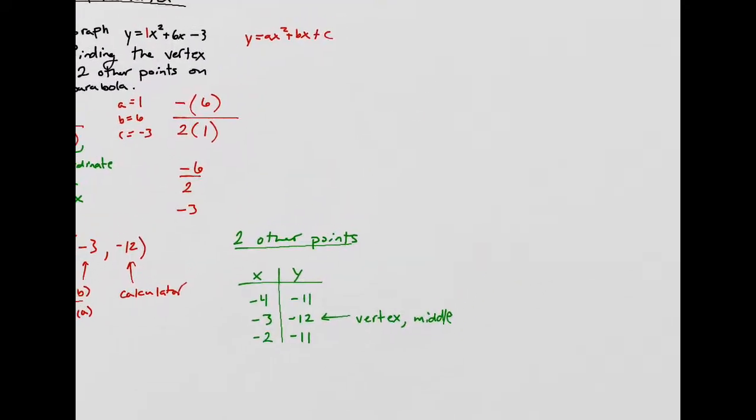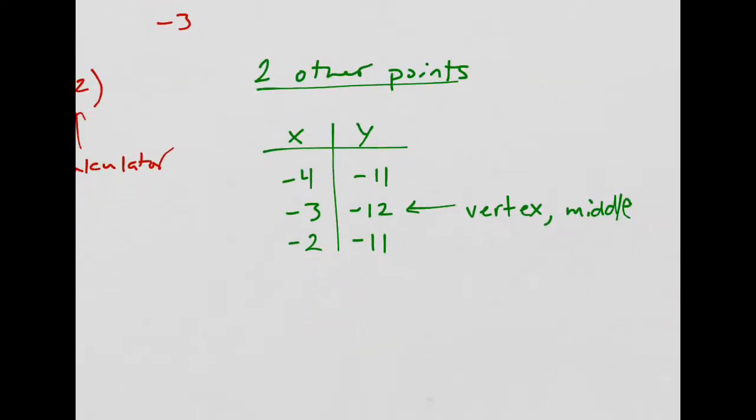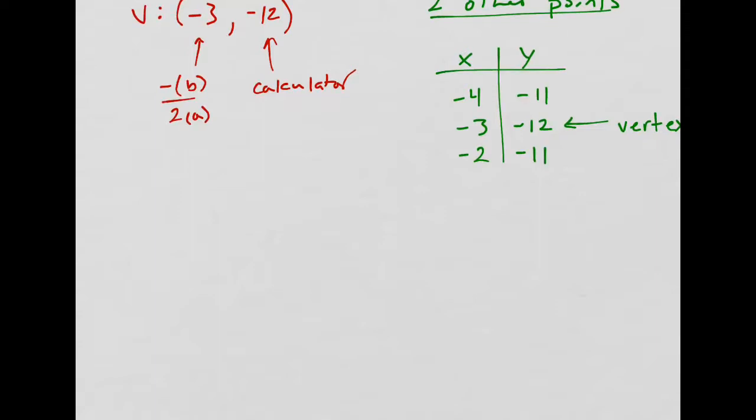So let's see, what are those? We have -2. That'd be 4 minus 12, right? Plus 6 times -2, minus 3. Yep, it works. So we're ready to plot this now. We're ready to plot it on an XY coordinate plane.